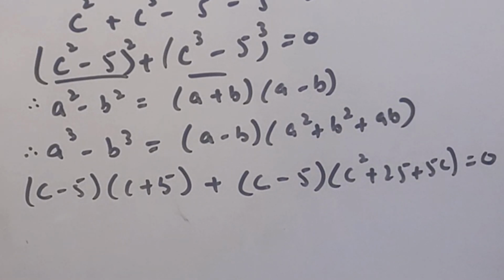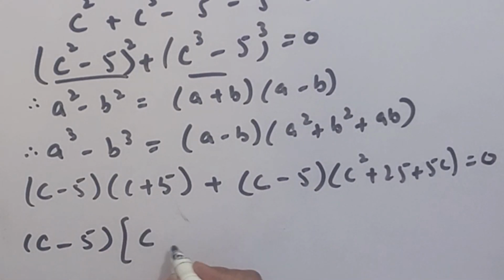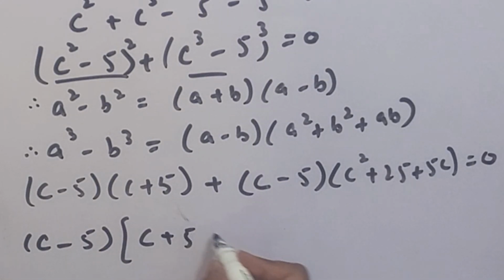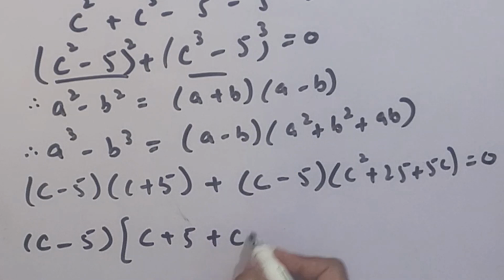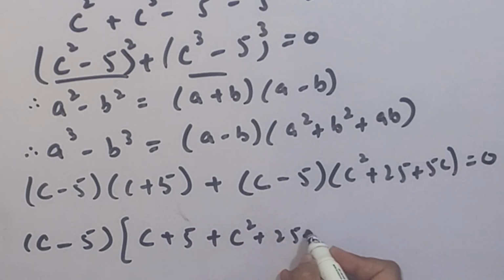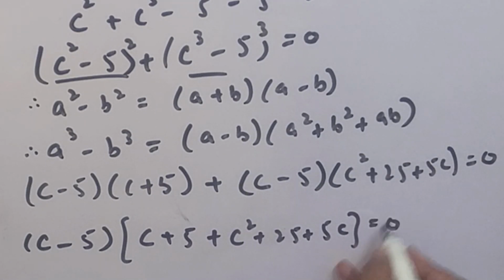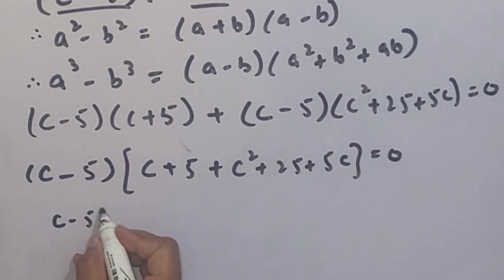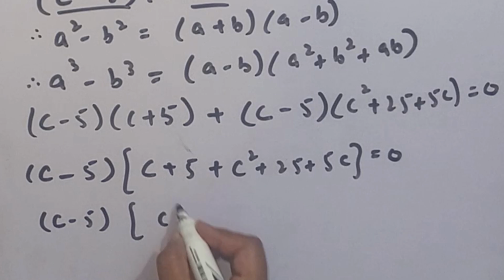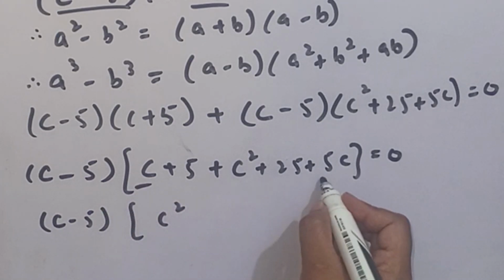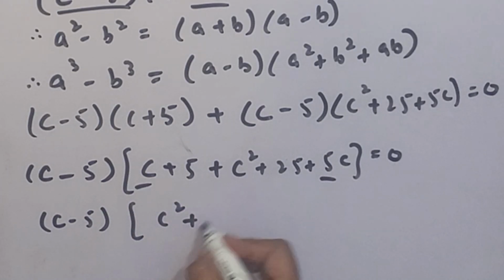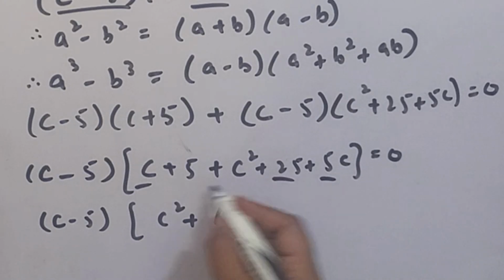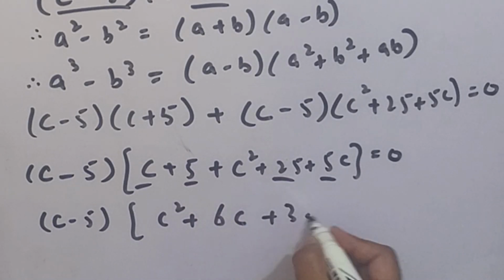So c minus 5 is involved in these two terms, so we factor out c minus 5, and the remaining is c plus 5 plus c square plus 25 plus 5 times c, equal to 0. And this is c minus 5 times c square. Add these two values, then we get plus 6 times c, and add these two values, then we get 30, equal to 0.